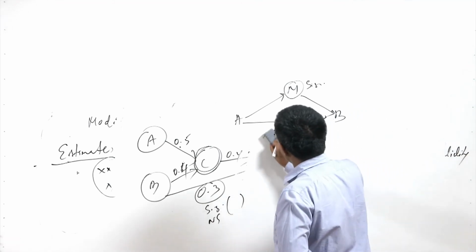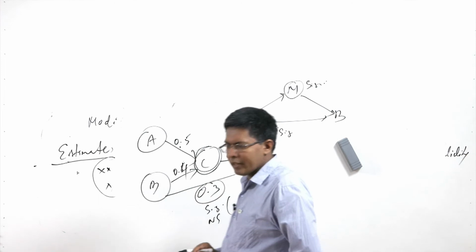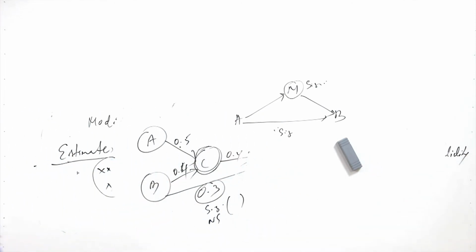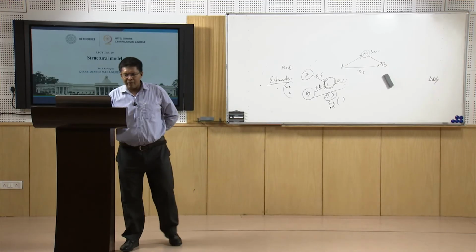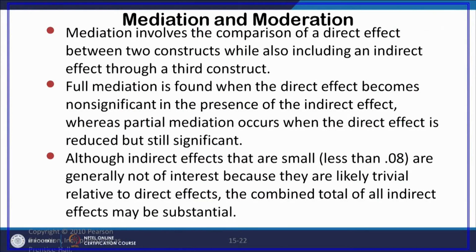Suppose both are significant, but this has got a lesser value than this, then we will say it is a partial mediation, right. So, these are the ways of justifying or identifying. Mediation involves the comparison of a direct effect between the two constructs while also including an indirect effect through the third construct. Full mediation is found when the direct effect becomes non-significant, as I said.